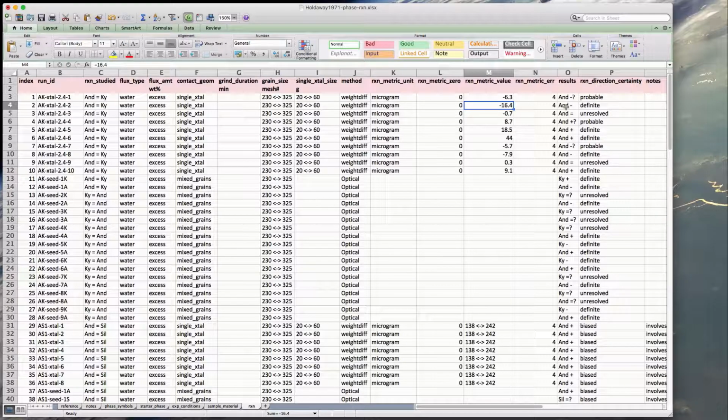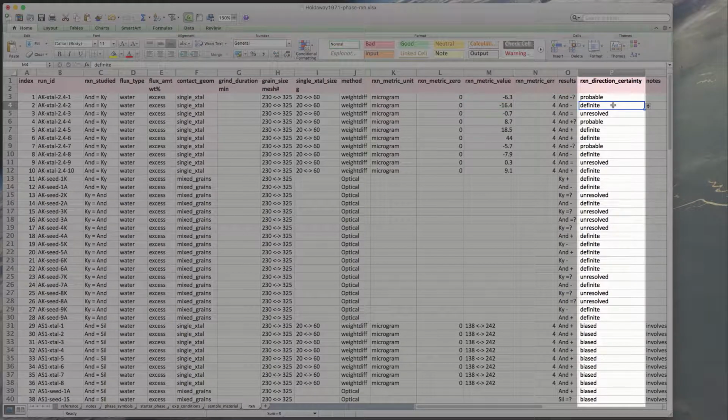The overall certainty on the reaction direction is also often reported in papers, and thus you can provide an indication of the reaction direction certainty in its appropriate column. For that column, you can report either definite, probable, unresolved. Unresolved would be equivalent to no change observed, or biased. Biased is a special result that is reserved for cases where the authors have identified some reason why the reaction boundary is not to be trusted from that particular experiment.